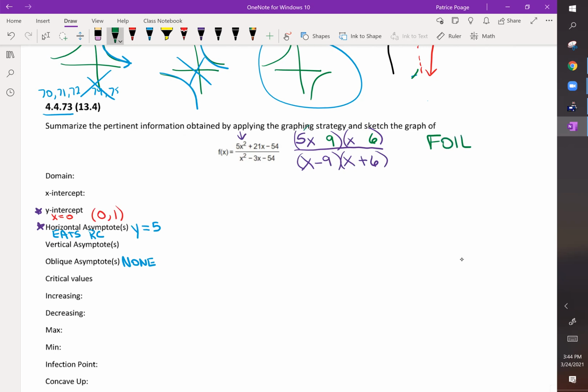So when you FOIL, you'd get 5x squared, and then you'd get 5x times 6, which is 30x, and then 9 times x, which is 9x, and then 9 times 6 is 54. So then the question is 30 and 9, anything you can do with that to make it 21? Yeah, you could do a +30, which would be a positive sign right here, and a -9, which would be a negative right there.